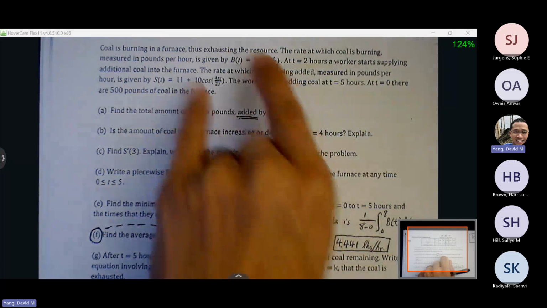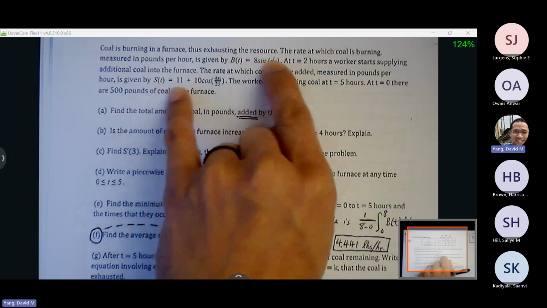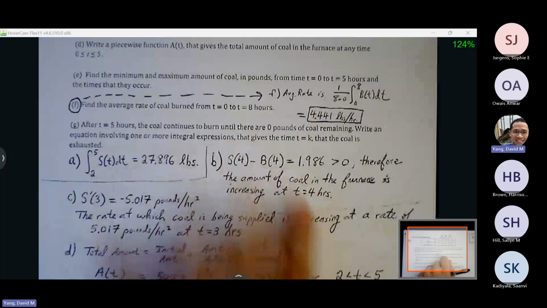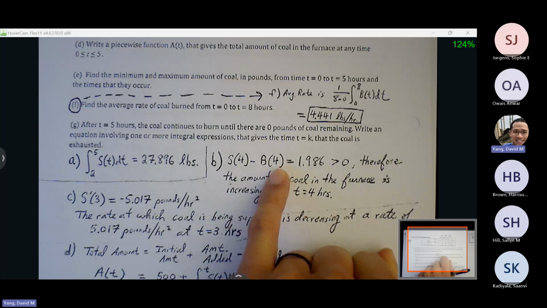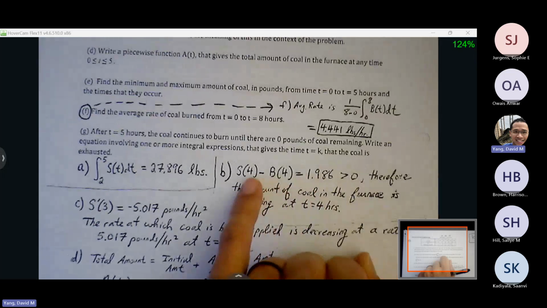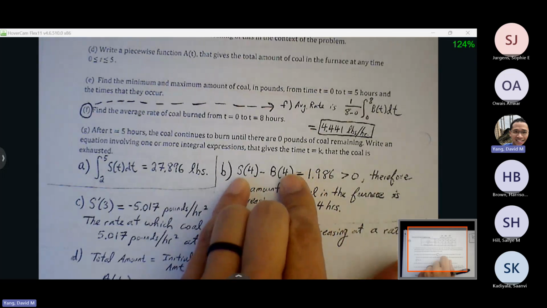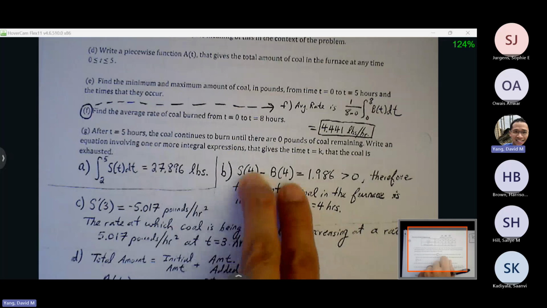So we just have to plug in for S of T and B of T and just compare their values here. So S of 4 is a certain value, B of 4 is a certain value. But if I do S of 4 minus B of 4, I get a positive 1.986. If I do S of T minus B of T, I know that a positive number would mean the amount is increasing. If I get a negative number, then I know it's decreasing. So that's why this is set up as S of 4 minus B of 4.